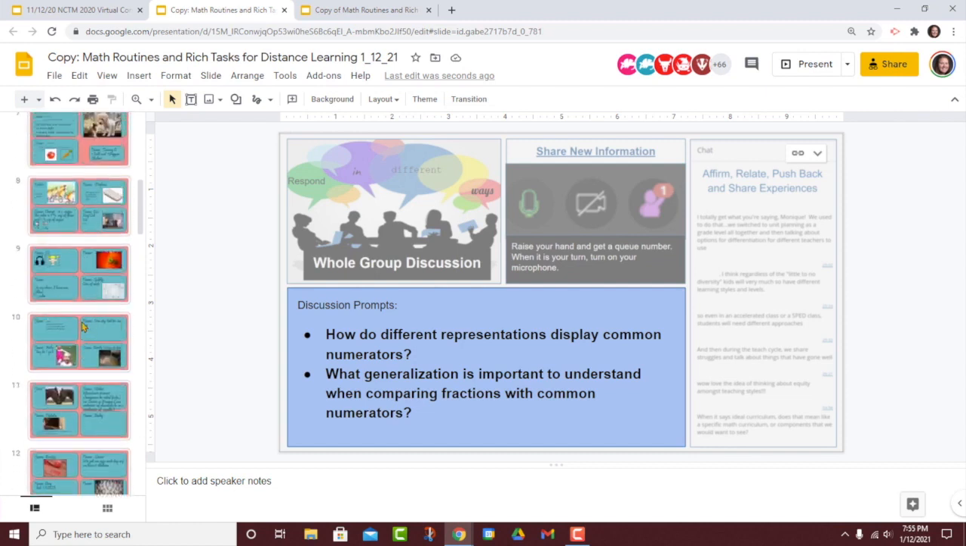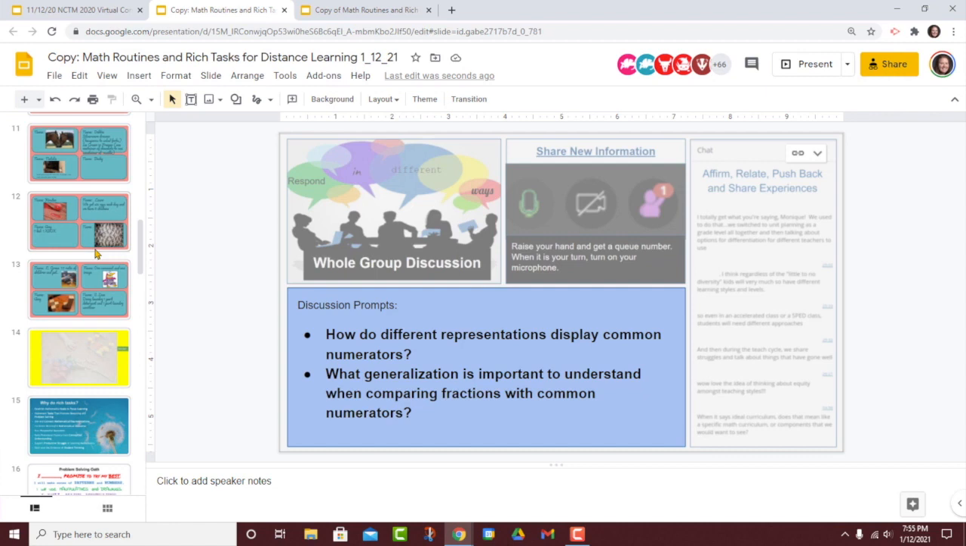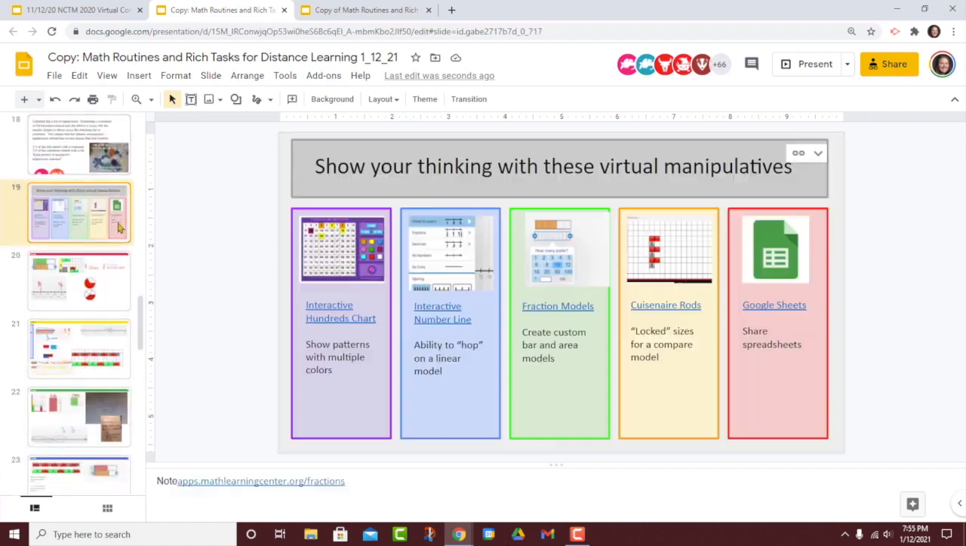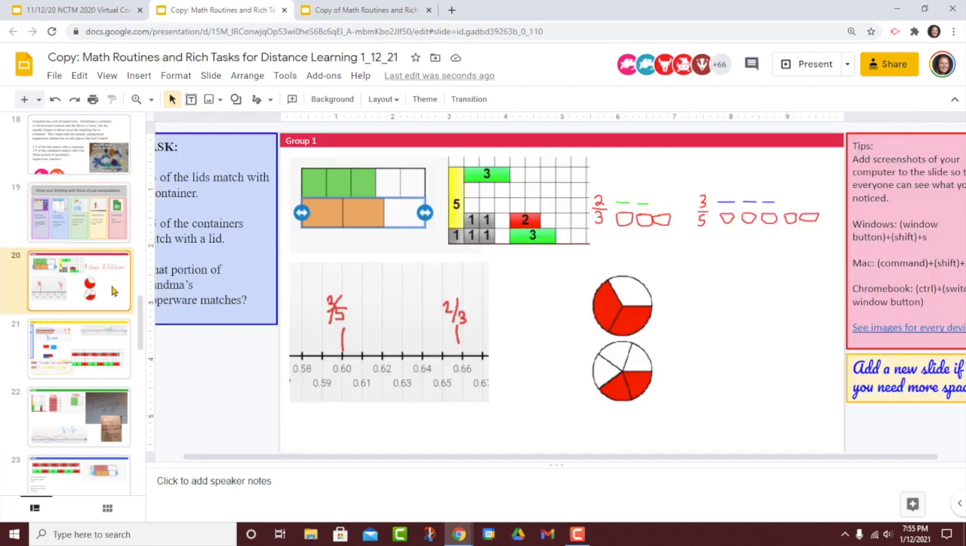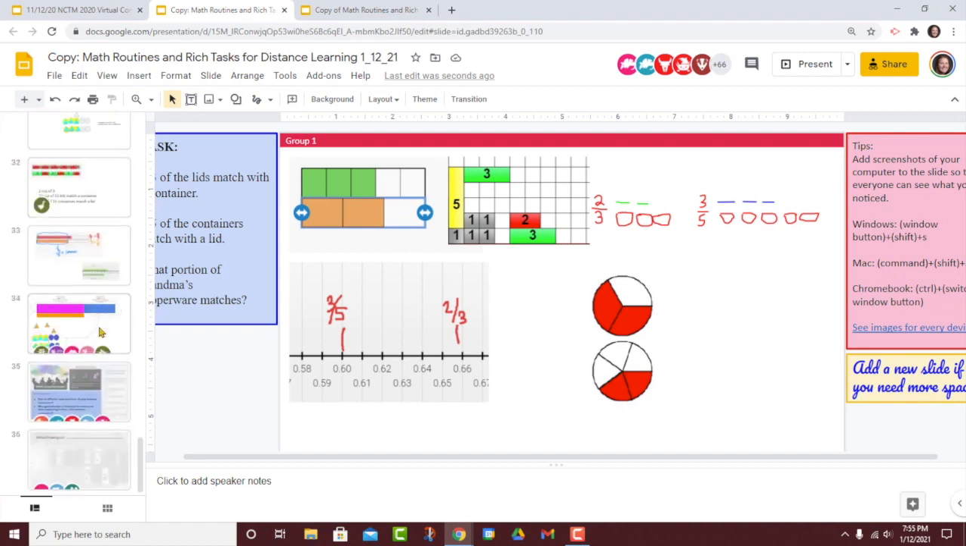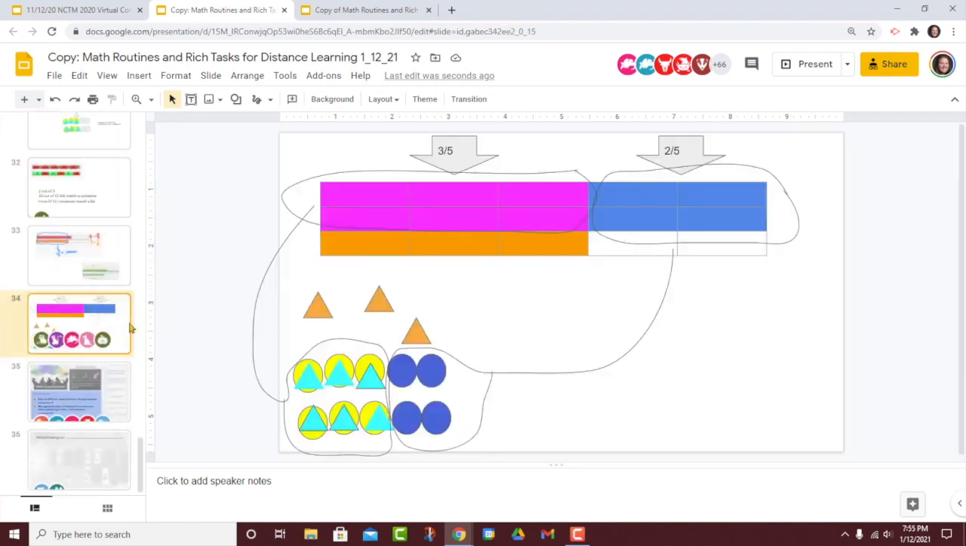We went into a routine and then into a rich task. You had some virtual manipulatives. And while many of us had learned new things with the technology, it may have been how do you do a screenshot, or it may have been why do we find common denominators? You all had a useful way of bringing your expertise to the group. So this was an absolute pleasure.